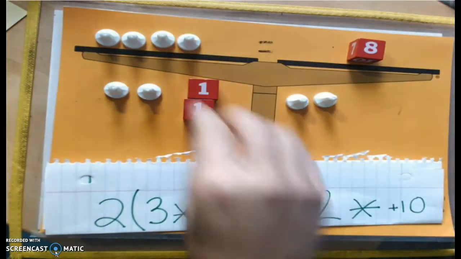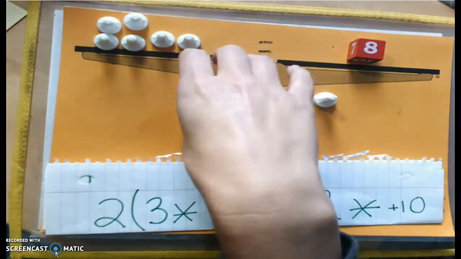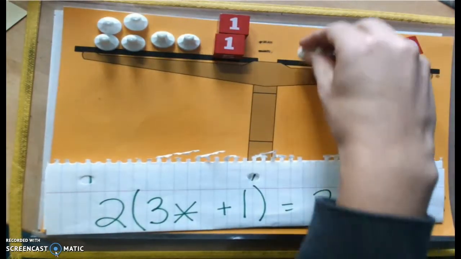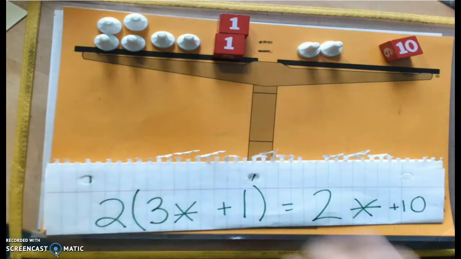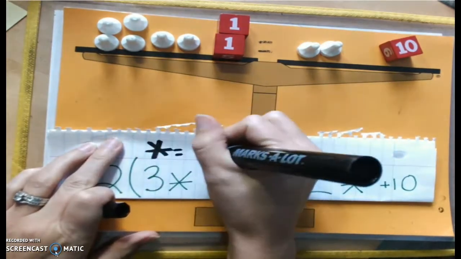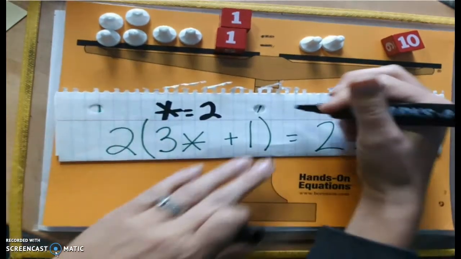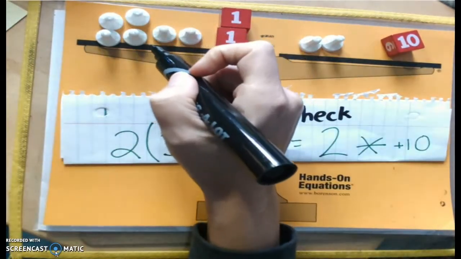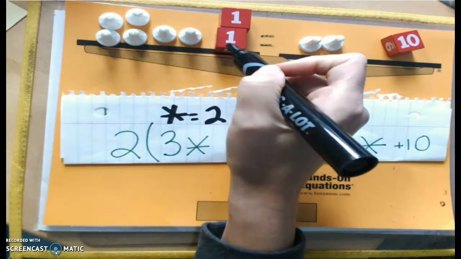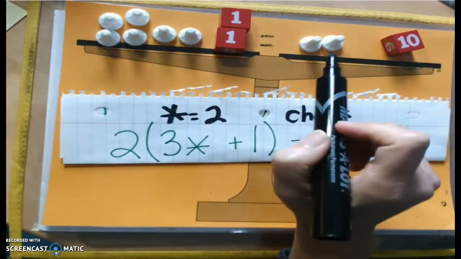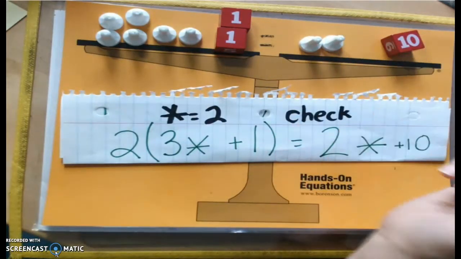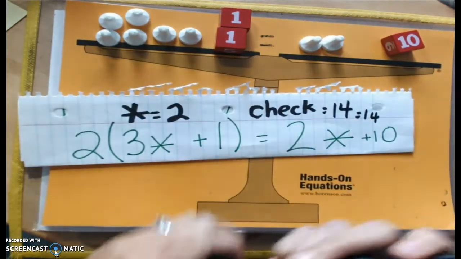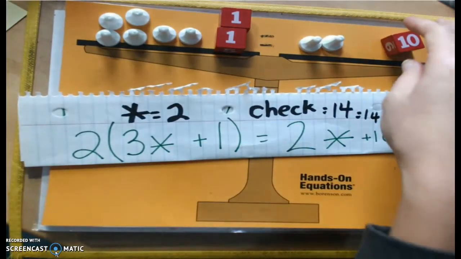Go ahead and set the original equation back up to check your answer. We said star was equal to 2, and now let's do our check. We have 2 times 6, which would be 12, plus 2 more would be 14, and we have 2 times 2, which would be 4, and 4 plus 10 would equal 14. So our check is 14 equals 14. All right, we're ready to move on to the next one.